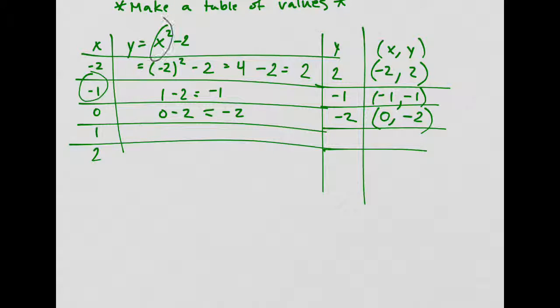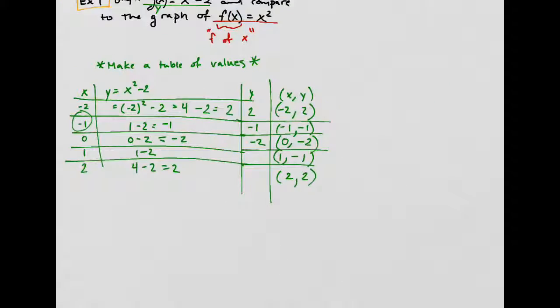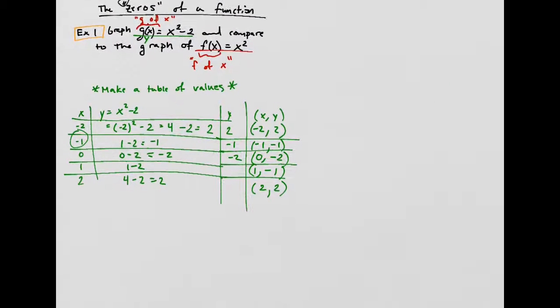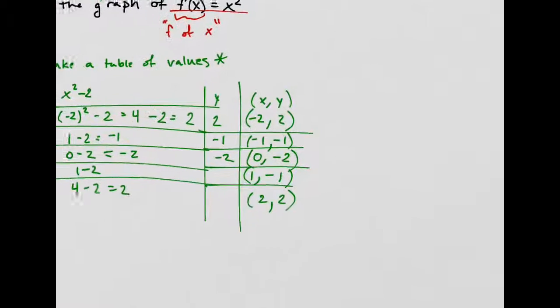Plug in 1. That should be the same as this, right? Plug in 1, and I get 1 minus 2. That's negative 1. And then this should be 2 right there. And I'm plugging in 2. Let's check. 2 squared is 4, minus 2 is 2. So 2 comes out. Sweet! So now I can graph this. That's easy. I'll do that in green still.